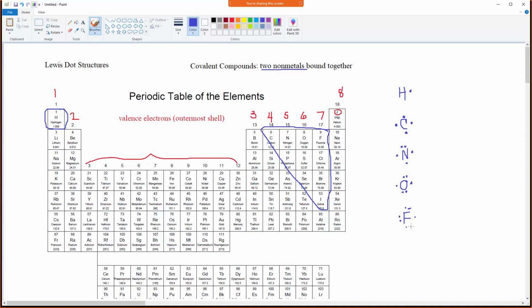Now, this is just the beginning, right? Because we don't want to know how to do it for atoms. We want to know how to do this for compounds, but this is just to show you how we get started. Does this make sense to everybody? Any questions on that?